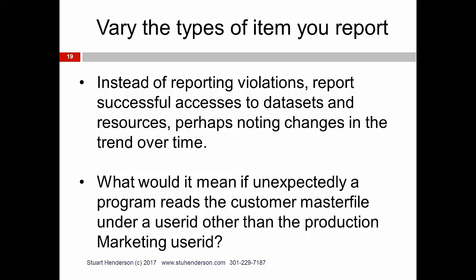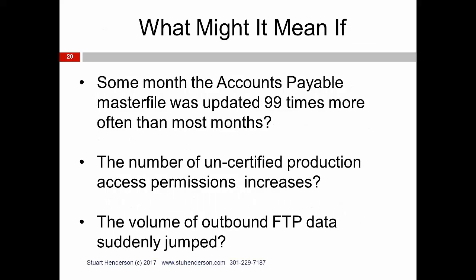One of the things you can do is vary the types of item you report when you collect information about security-related events. Instead of reporting just violations, you could report successful accesses to datasets and resources, and you might note changes in trends over time. You're going to see more and more often it's the discrepancies, the changes in trends, the spikes that give us useful information. What would it mean if unexpectedly some program reads a customer master file using a user ID that isn't the normal production user ID to be accessing that file?